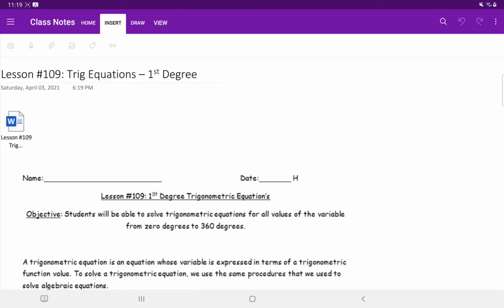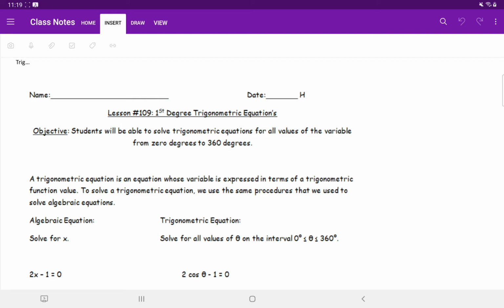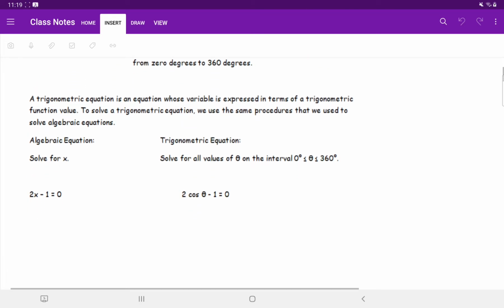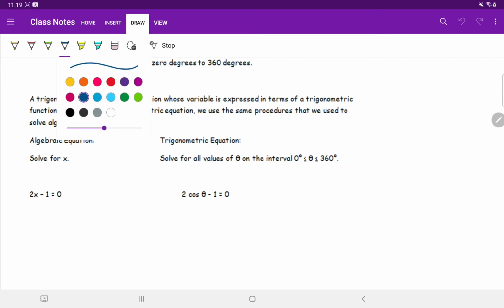Hello, ladies and gentlemen. Real quick, we're going to go through lesson 109 here because I wasn't able to be in the building to do it. 109 is talking about first degree polynomials, but this time we're going to talk about first degree trigonometric equations, not just normal algebraic equations.